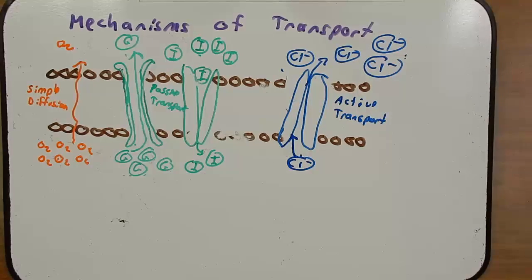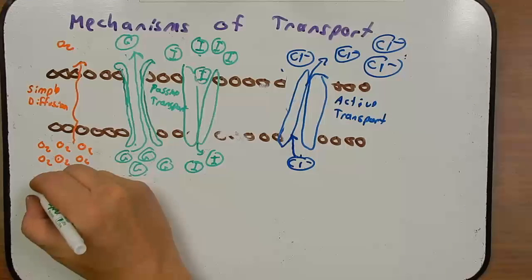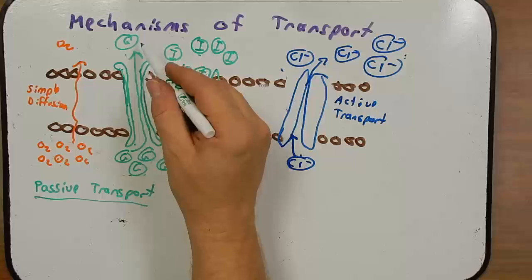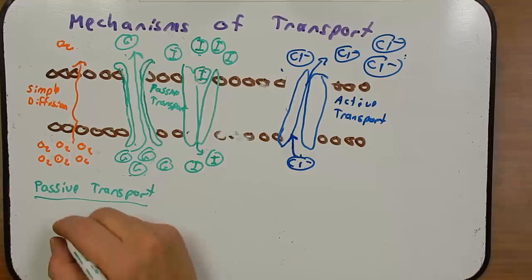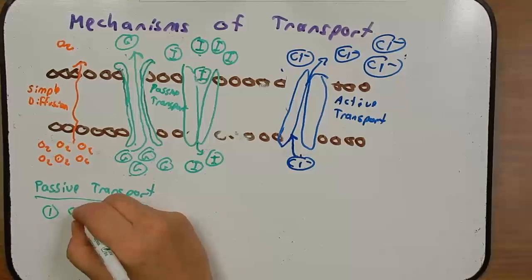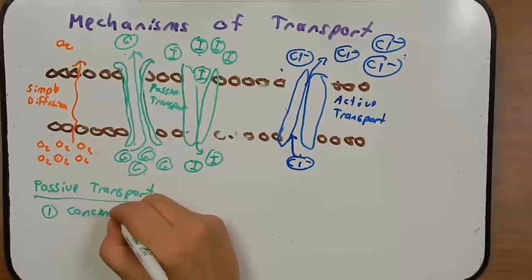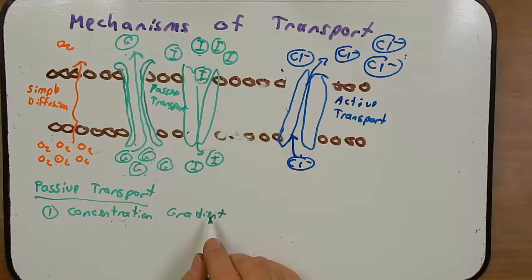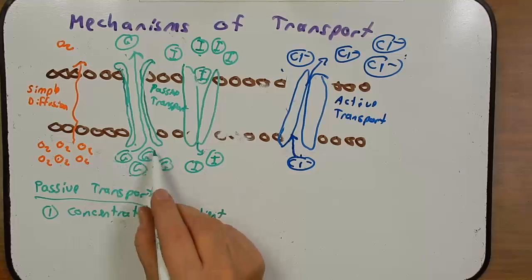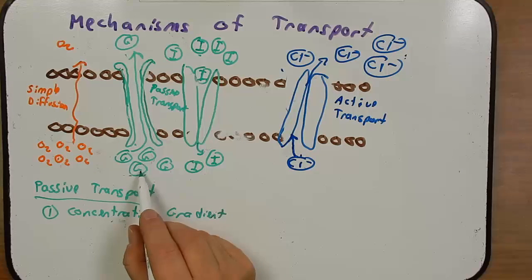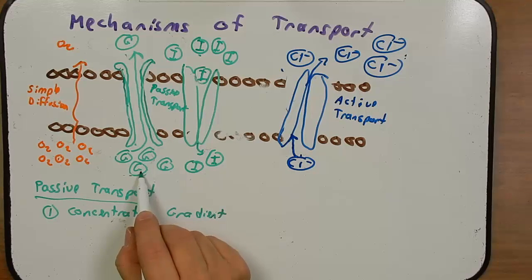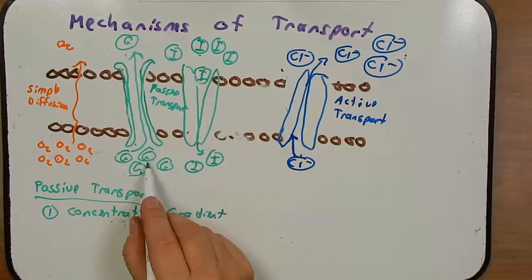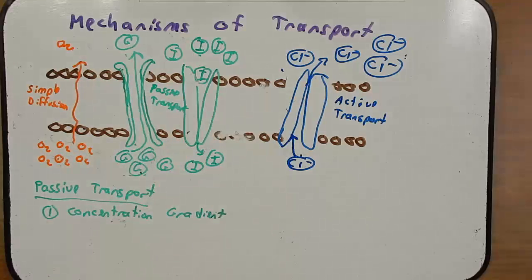And I want to talk a little bit more about passive transport. And I'm going to talk about some of the factors that influence how it moves. One of them I've already talked about, and that is the concentration gradient. And when we think about the concentration gradient, the only thing we're thinking about is the concentration of the solute on one side of the membrane compared to the other side of the membrane. And it's always going to go from a high concentration to a lower concentration.